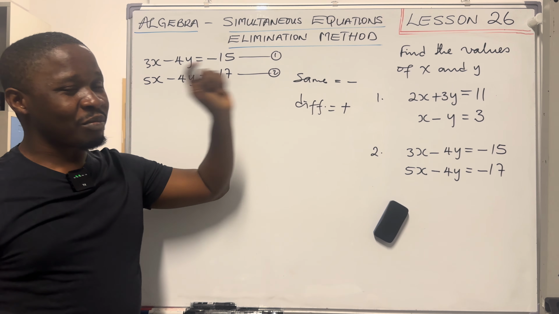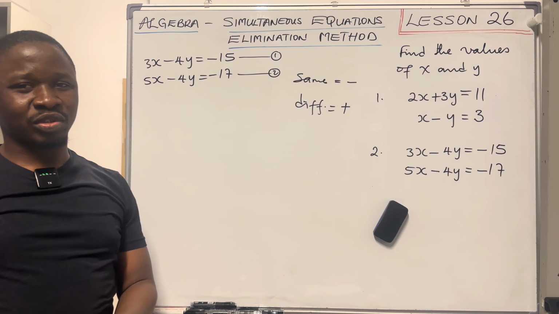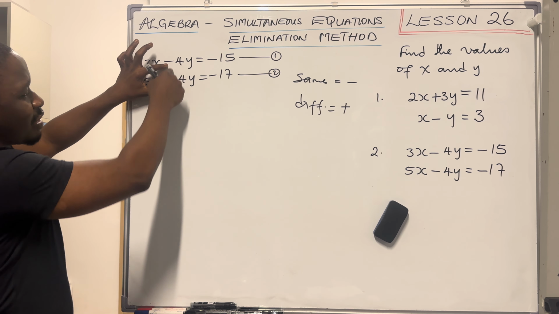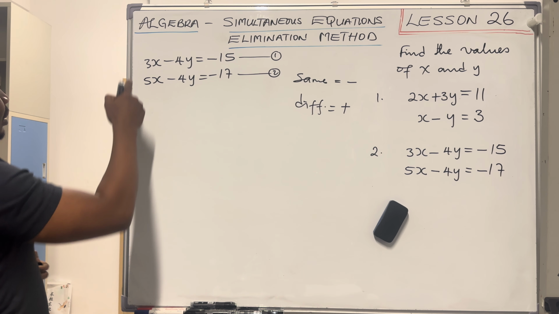I did not mention minus or plus. I'm saying if the signs are the same or different. So y has equal coefficients. The signs in front of them, are they the same or different? They are the same, minus, minus. So what do we do? We subtract. So this minus this, this minus this, this minus this.